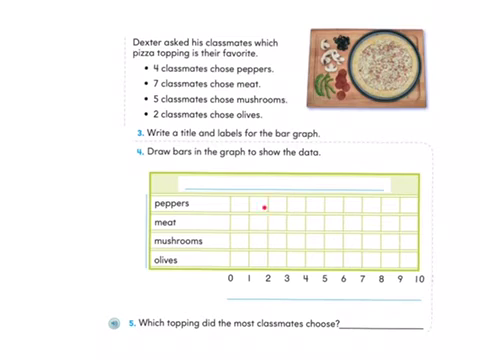So before I fill out the numbers on here, I need to figure out my title and I need to write in my labels, okay? So what should our title be? The title needs to tell us what our graph is about. So our title can't be like favorite pet or favorite board game, because that's not what our information is telling us. But our information is telling us favorite pizza topping.